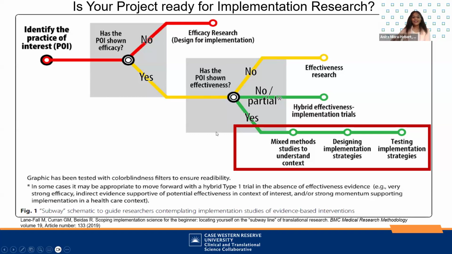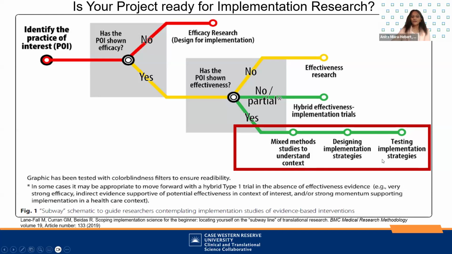So what we did is we proposed to implement this particular model of care, so that's our practice of interest, our shared medical appointments, across all of our Northeast Ohio primary care practices. So it's 56 practices, and this is where our implementation project started. We had to come up with proposing mixed methods to understand context. We had to think about implementation strategies and how we would design that.